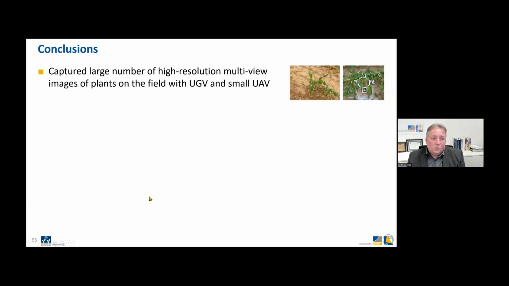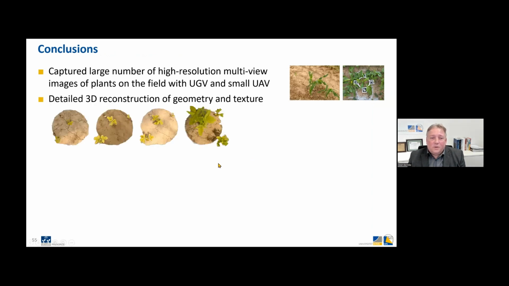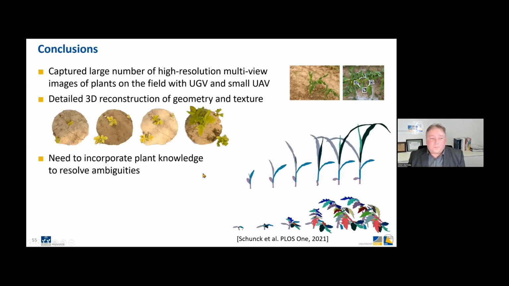Yeah. In conclusion, we captured a large number of high-resolution multi-view images of plants on the field with a ground robot, but also with this little flying robot. We have methods developed for detailed 3D reconstruction of geometry and texture. But I think there is a lot to do still.